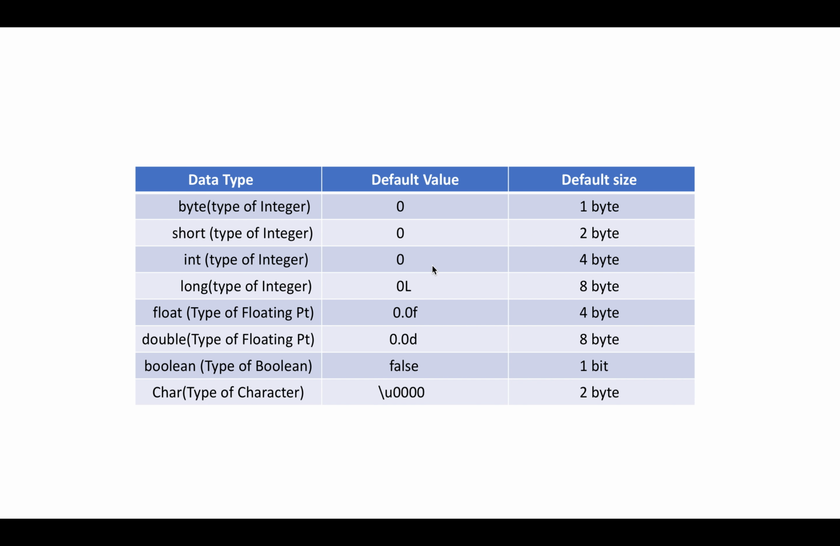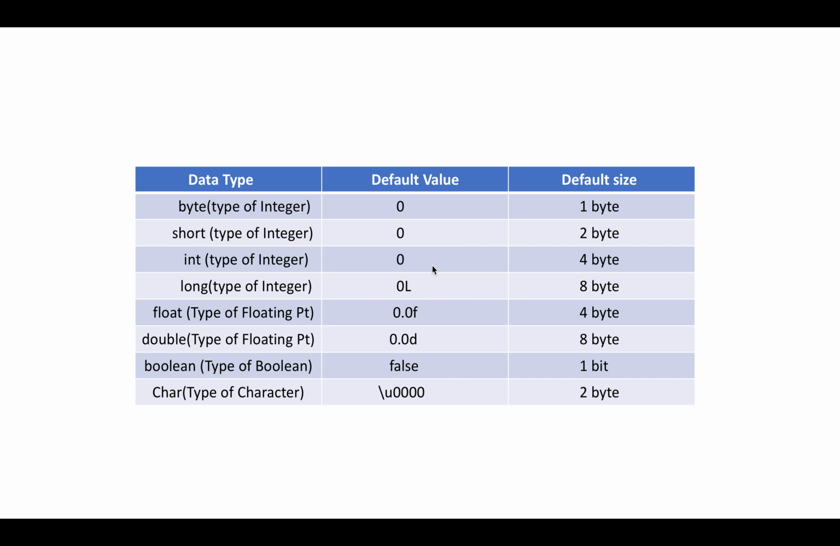So integer has four types: byte, short, int, long. Byte, short, int, long all store 0 by default, and the default size is 1 byte, 2 byte, 4 byte, 8 byte respectively. Then floating point has two different types: one is float, the other is double. For both cases the default value is 0 and their size is 4 byte and 8 byte respectively.